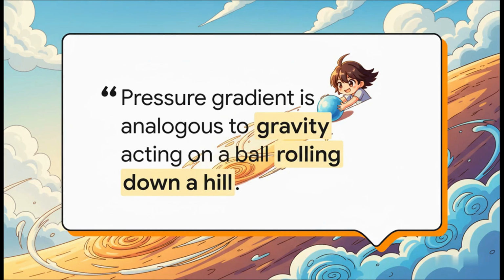And this right here is the perfect way to picture it. Seriously, just imagine the high-pressure areas are the top of a hill and the low-pressure areas are the bottom. The pressure gradient then is just how steep that hill is. A ball is obviously going to roll down the hill, and the steeper it is, the faster it goes. Air does the exact same thing.